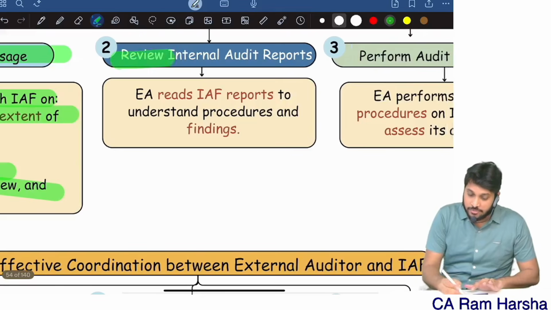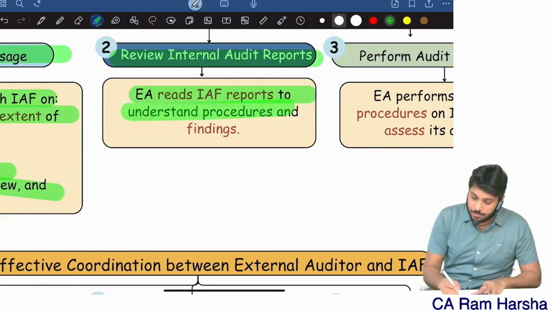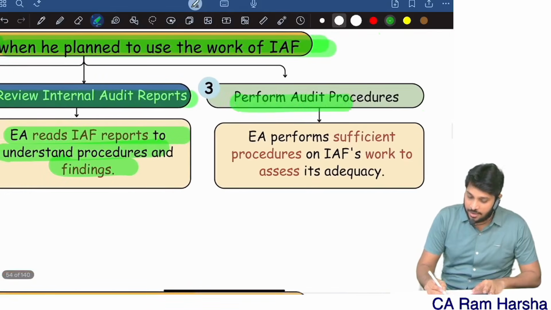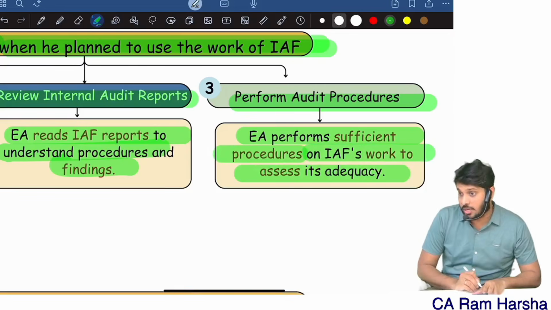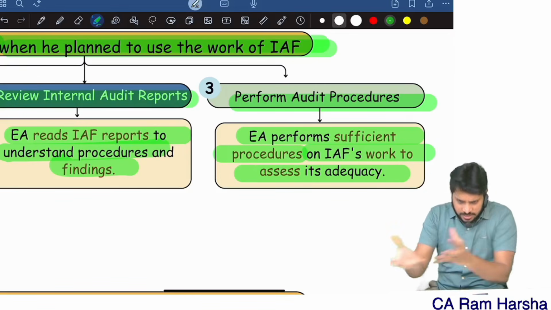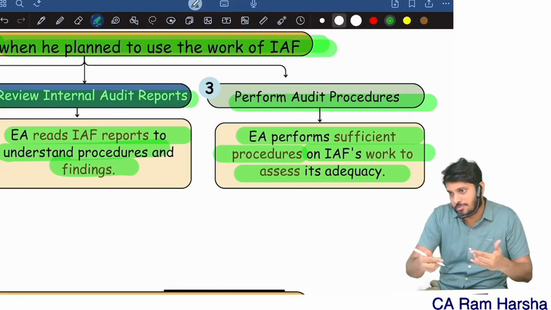Next, review internal audit reports. The external auditor reads the internal audit function's reports to understand procedures and findings, and performs sufficient procedures on the internal audit function's work. Whatever work he performed, you apply audit procedures on that and verify whether that work is adequate for your purpose or not.